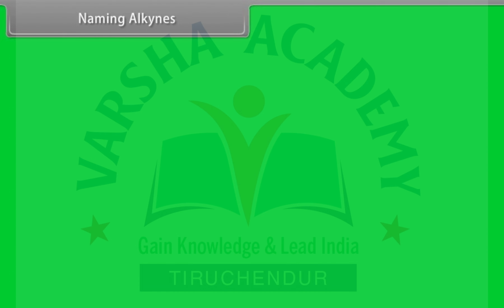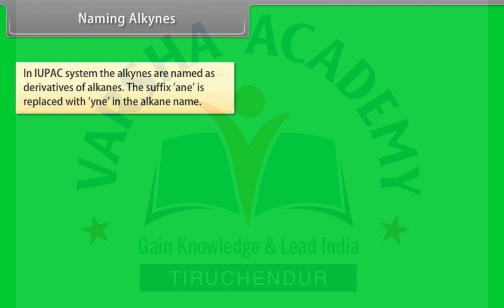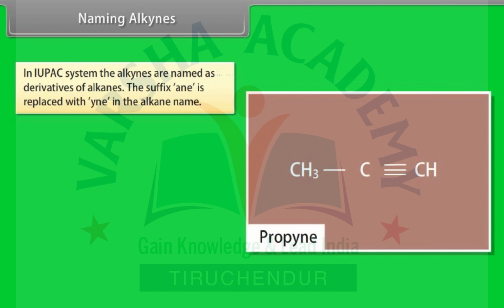Naming alkynes. In the IUPAC system, the alkynes are named as derivatives of alkanes. The suffix "ane" is replaced with "yne" in the alkane name. For example, the given compound has 3 carbon atoms and hence the root name is propane. If the suffix "ane" is replaced with "yne", we get the IUPAC name of the compound as propyne.